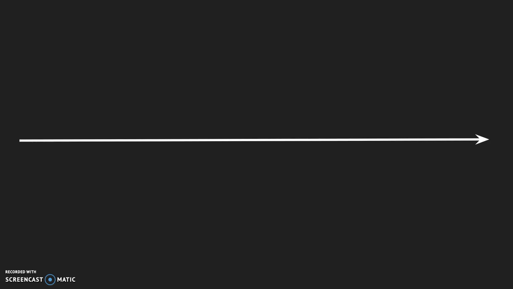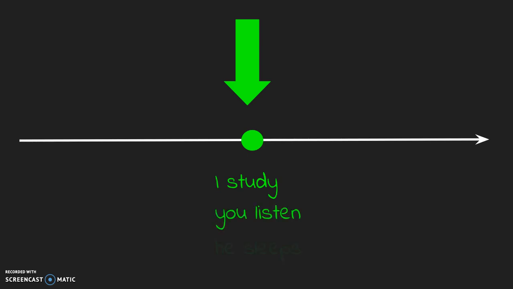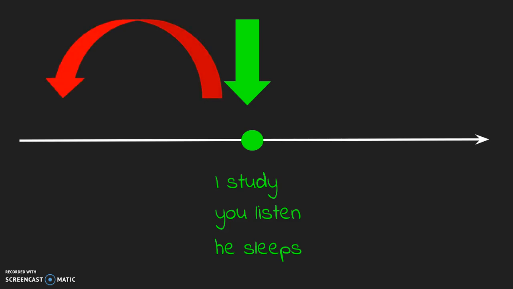Look at this timeline. Here we have the present and some examples of present tense verbs in English. I study, you listen, he sleeps. If we move into the past, our verbs obviously change. I studied, you listened, he slept.